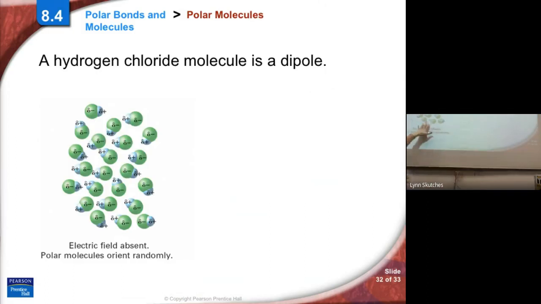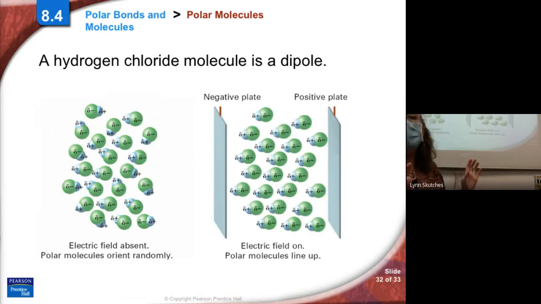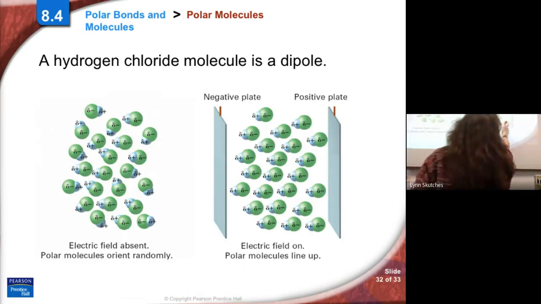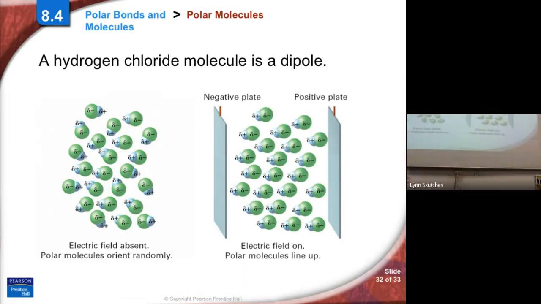And so if this is hydrogen chloride, hydrogen's positive, chlorine's negative. In a liquid, in a normal situation, they're just kind of all over. However, they're going to orient the positive side of the molecule to the negative electric plate. The negative side of the molecule will be attracted to the positive electric plate, and it will line up.